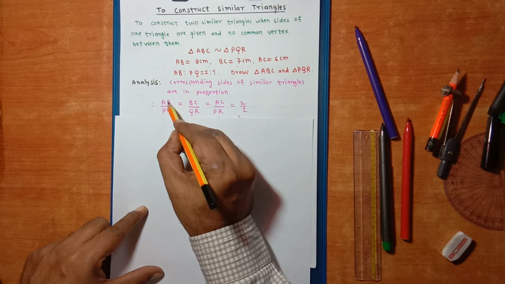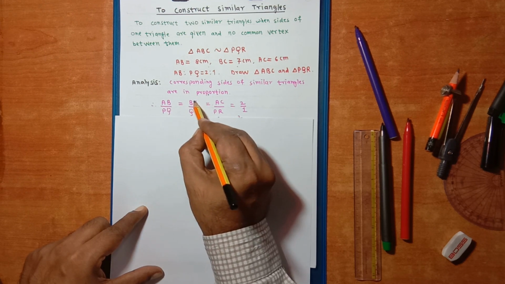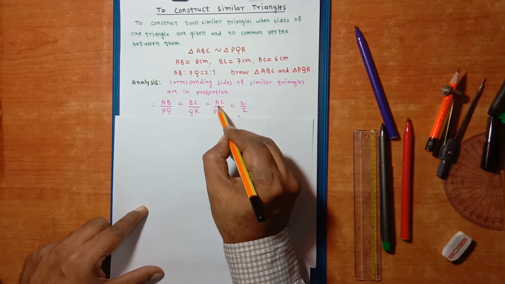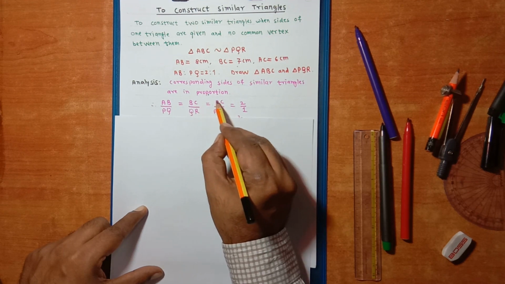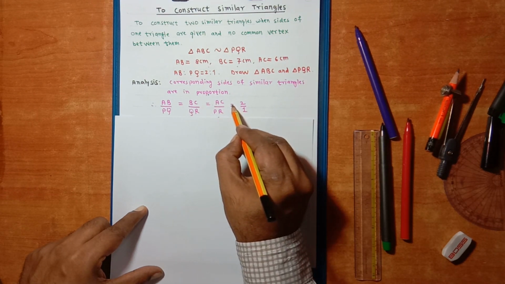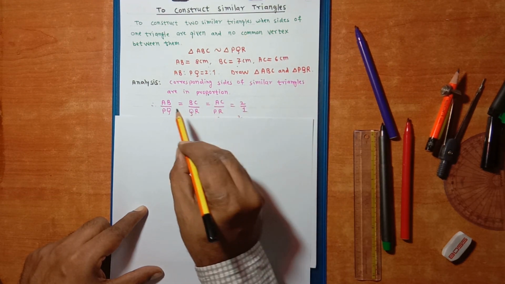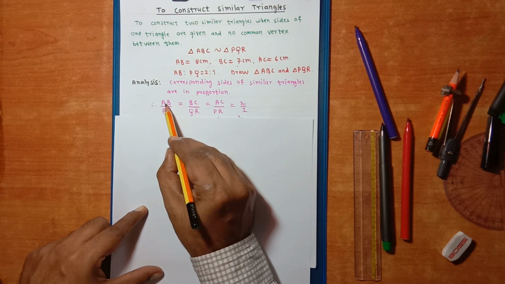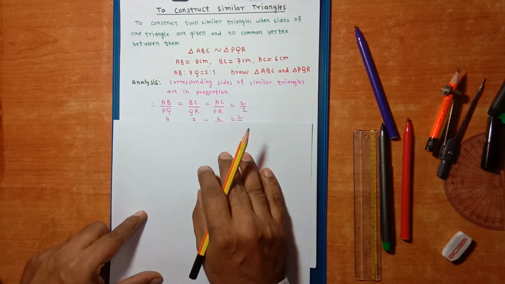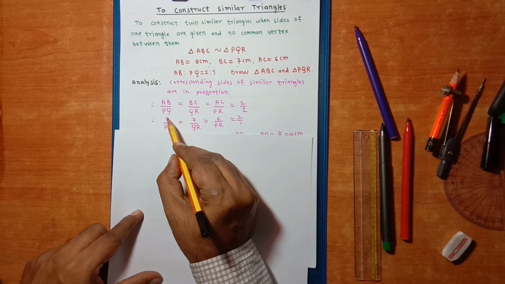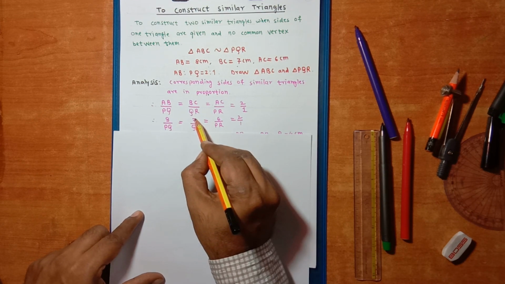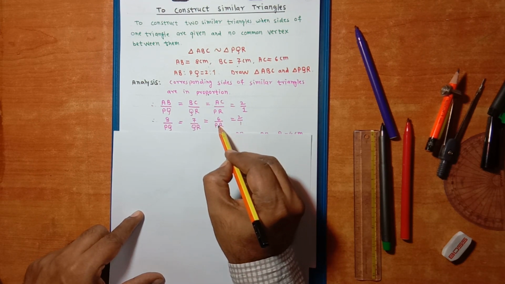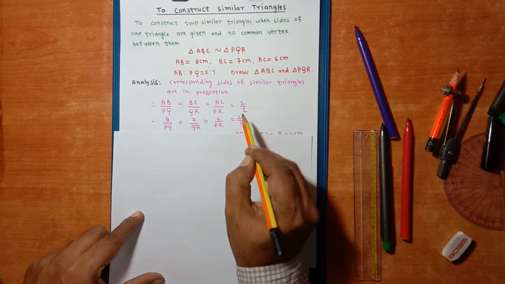So we get AB upon PQ is equal to BC upon QR is equal to AC upon PR. These are corresponding sides and their ratio is 2:1. Now substituting the values of AB, BC and AC, we get 8 upon PQ is equal to 7 upon QR is equal to 6 upon PR is equal to 2/1.